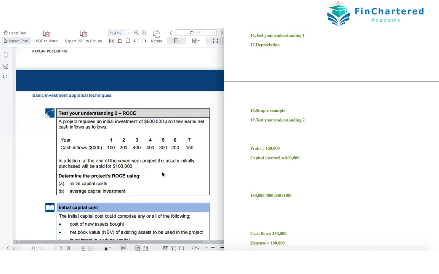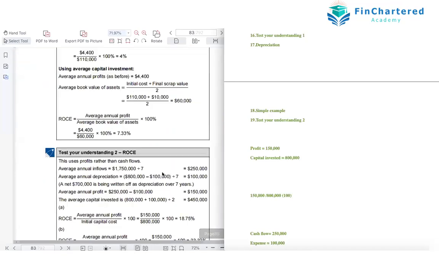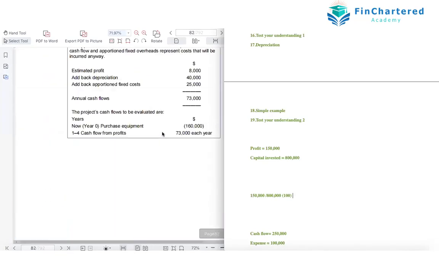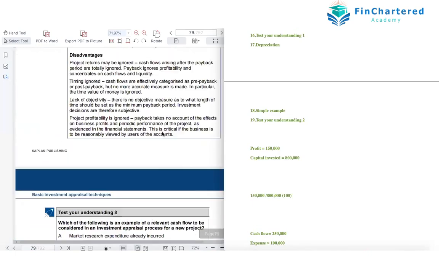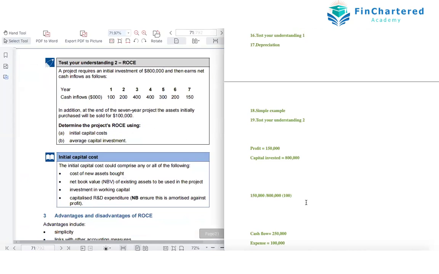How much is it? Very good, Nitesh. 18.75. So our calculation was absolutely right. 18.75. So we got the answer. Test your understanding 2 is also done.